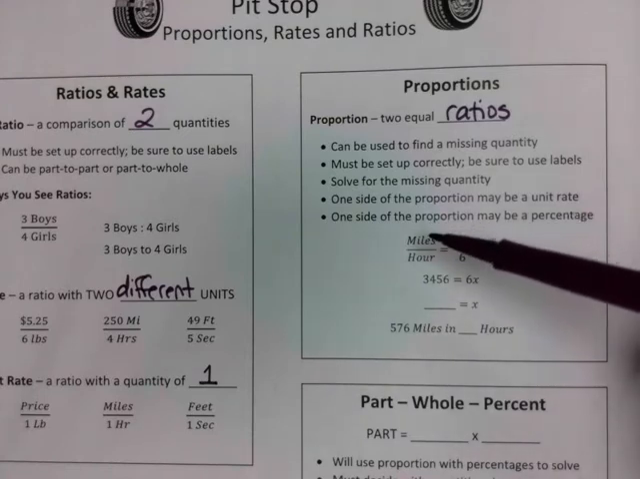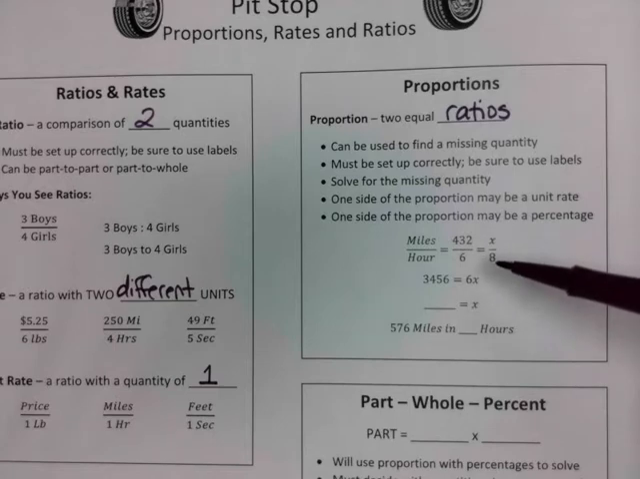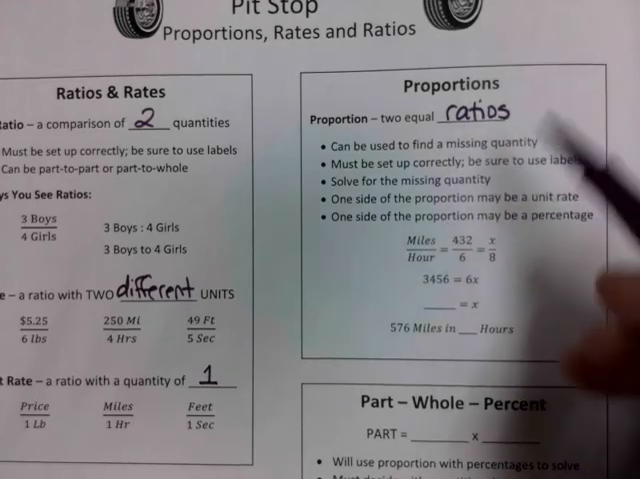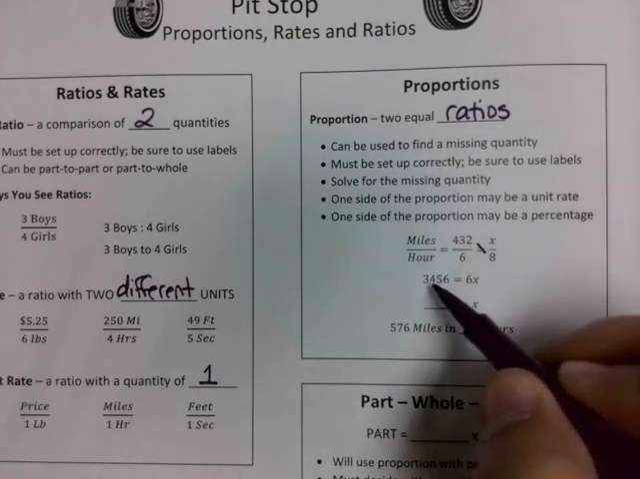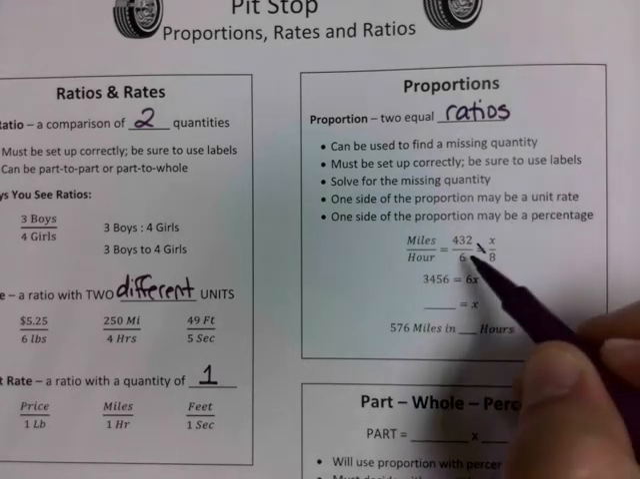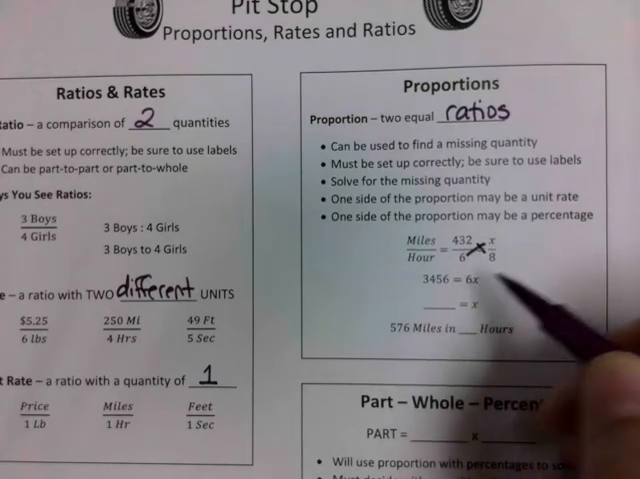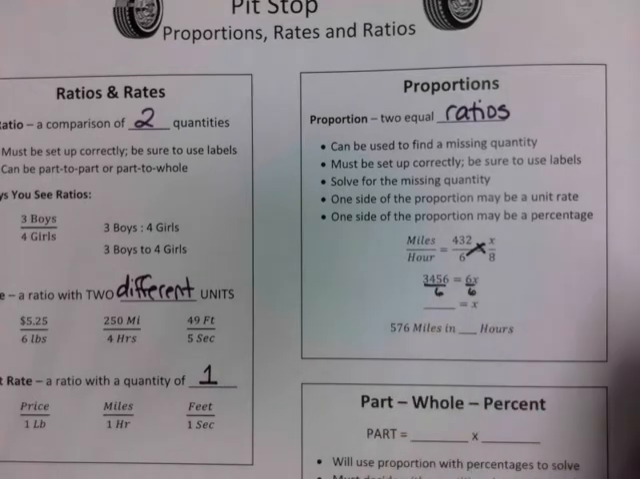So here we have miles and hours. 432 miles were traveled in 6 hours. We want to know how many miles can be traveled in 8 hours. So here what they did was they cross multiplied. They did 432 times 8 and got 3,456. And then multiplied 6 and x to get the 6x. And then after that, you just divide by 6.